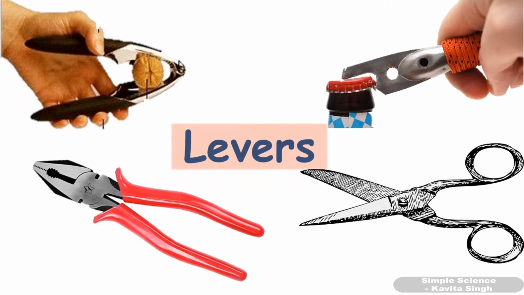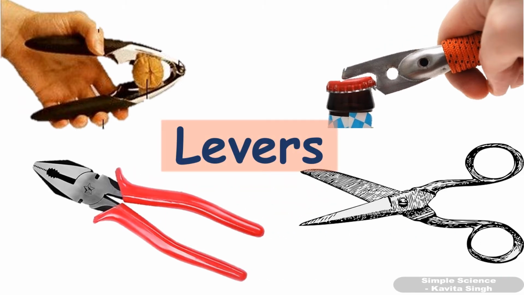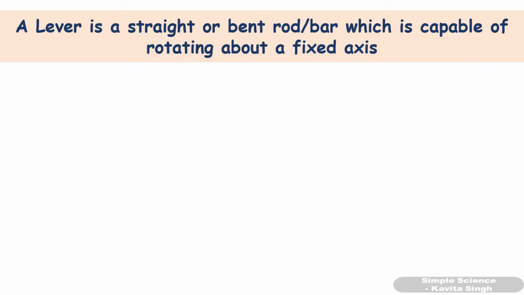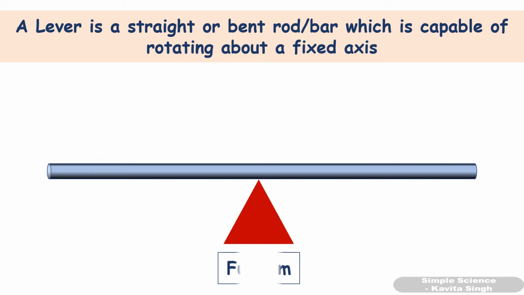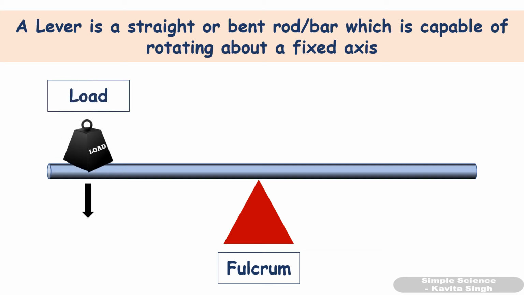So all these things, whether it is a nutcracker or scissors or a bottle opener, are called levers. A lever is basically a straight or a bent rod or a bar which is capable of rotating about a fixed axis, and that fixed axis is called the fulcrum. It is used to overcome a load.